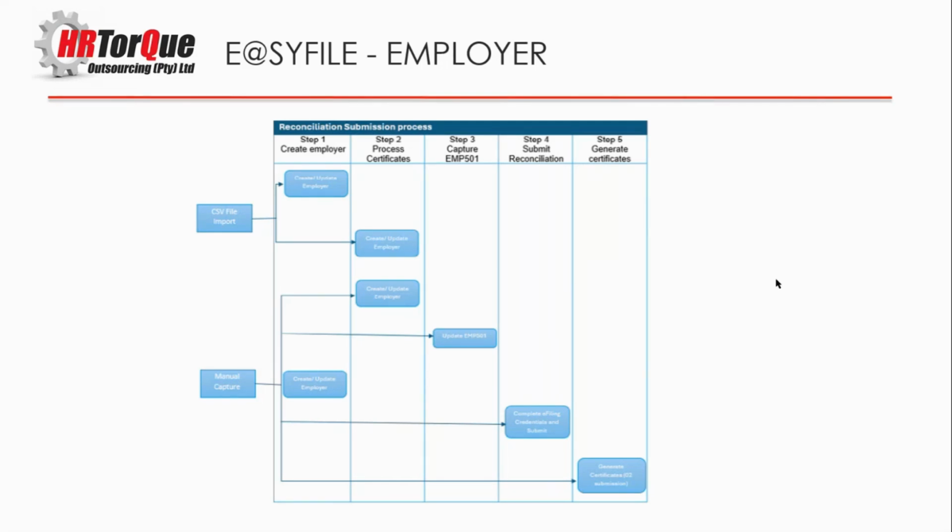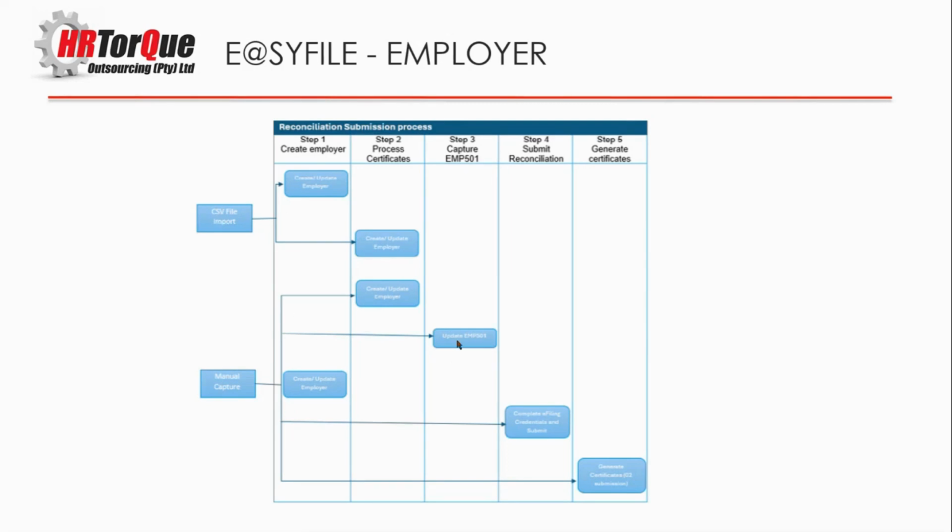Okay, so I would suggest that all the information that you require is actually in your CSV file already, so you don't need to manually create your employer. You can merely import your CSV file. We'll get to how that happens in a moment. Once we have created our employer, this will immediately create all the certificates when we import the file as well.